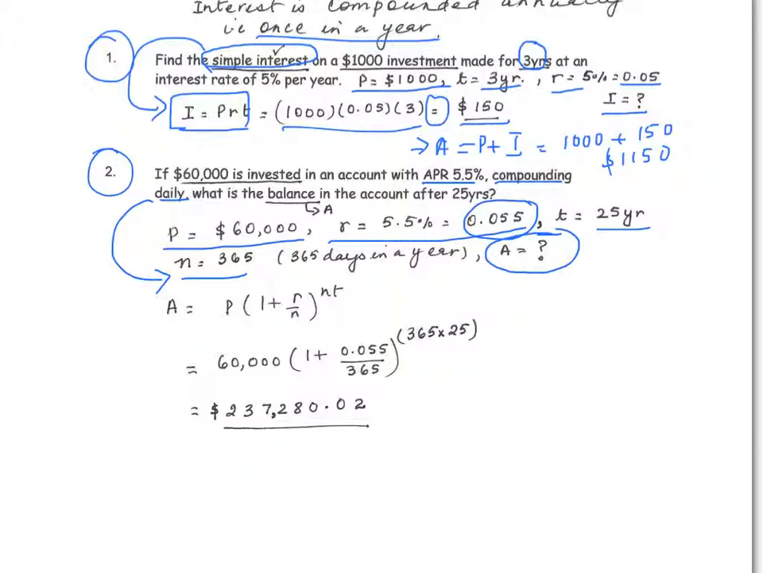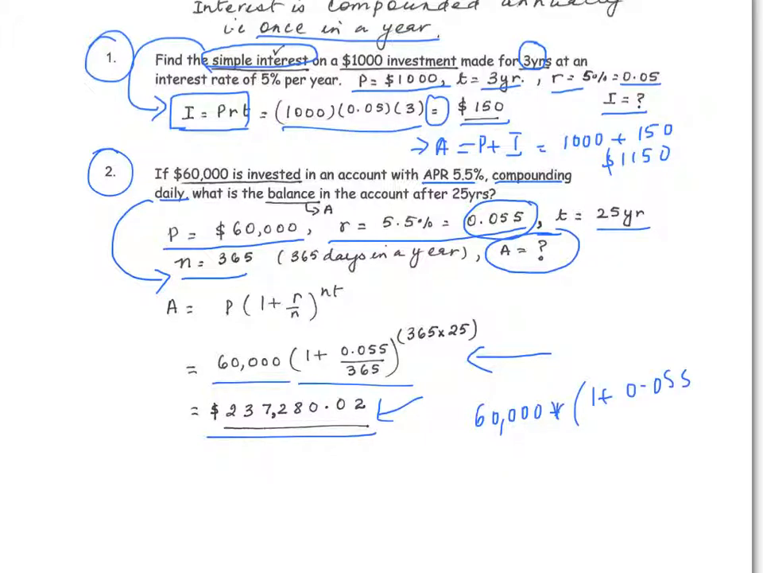A equals P times 1 plus R over N whole to the NT. So plugging in all the numbers, hit the enter button on your calculator and you get this answer. There's just one thing. I would suggest you enter all the numbers at one time. Do not round any of the numbers in the middle, because your answer will be off by a certain amount if you're doing the rounding in between. So I would suggest entering 60,000 times, in your calculator, open parentheses, 1 plus 0.055 over 365.